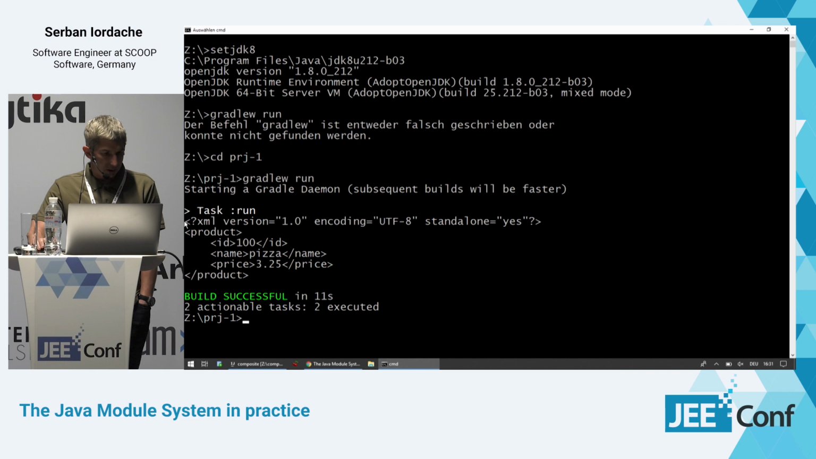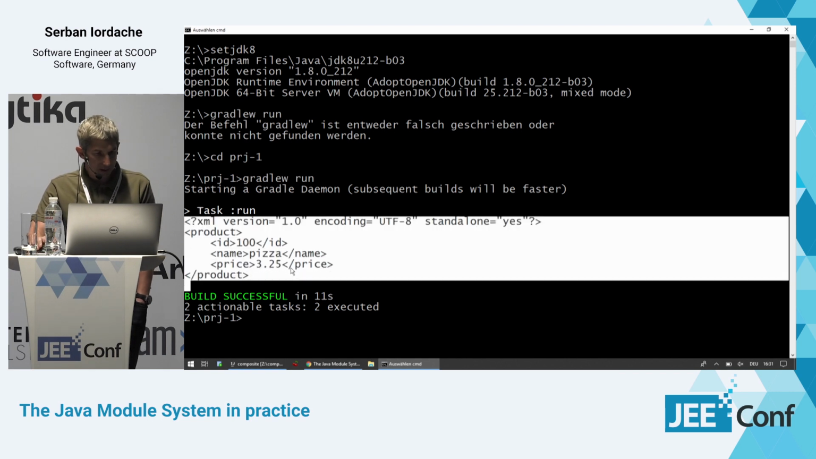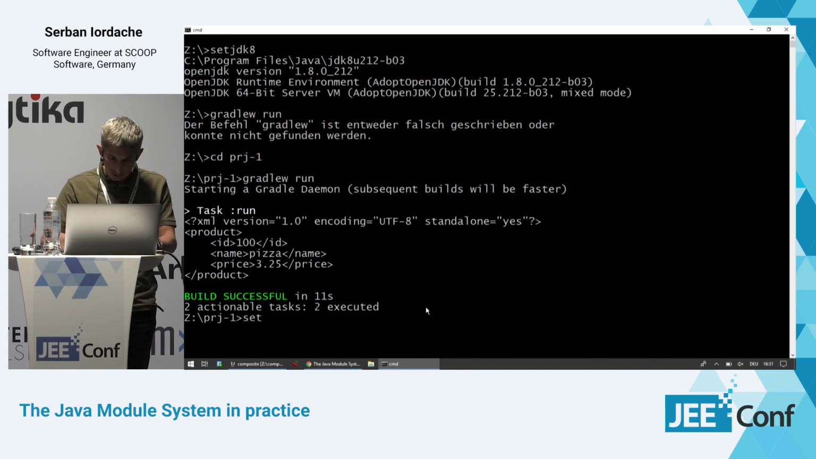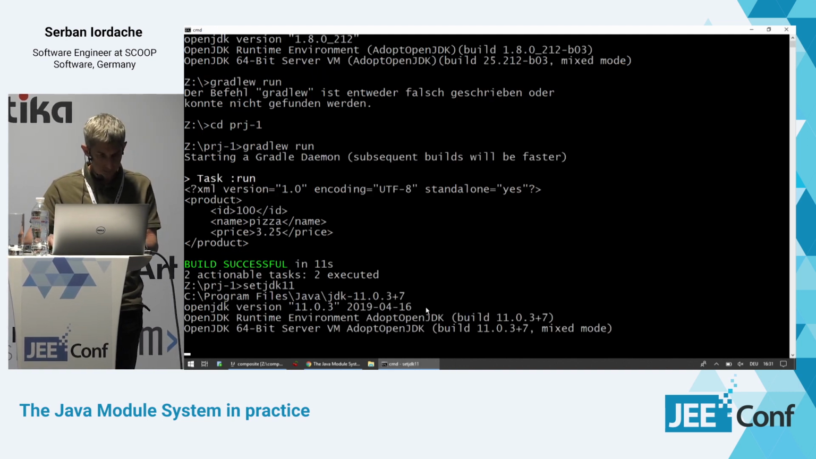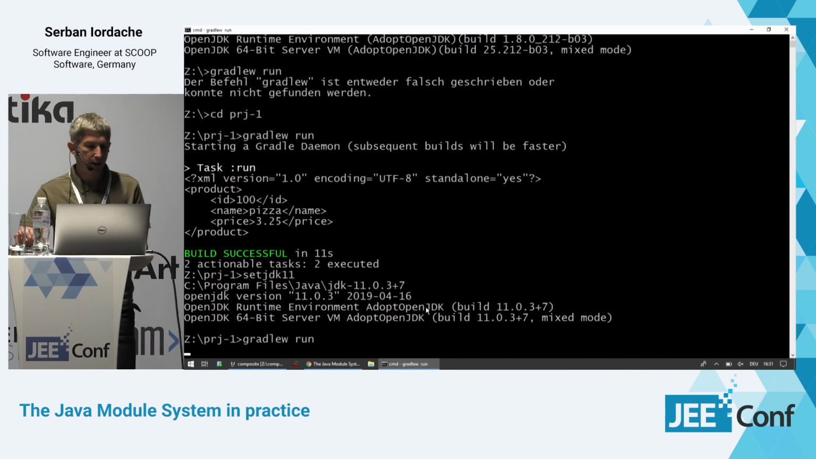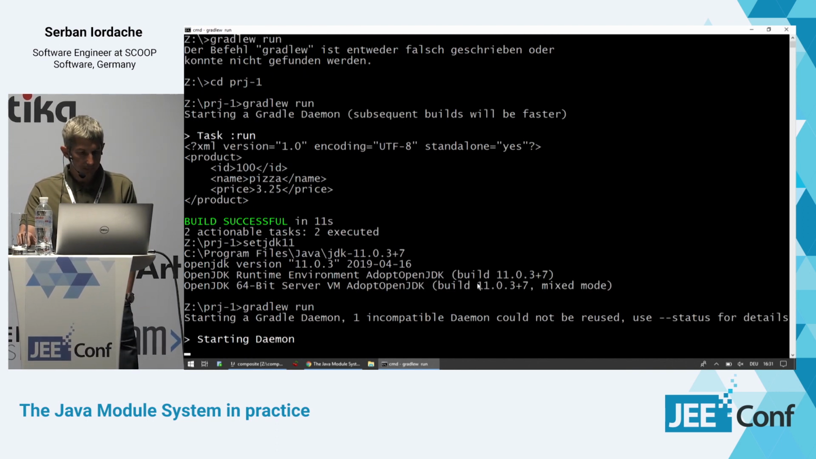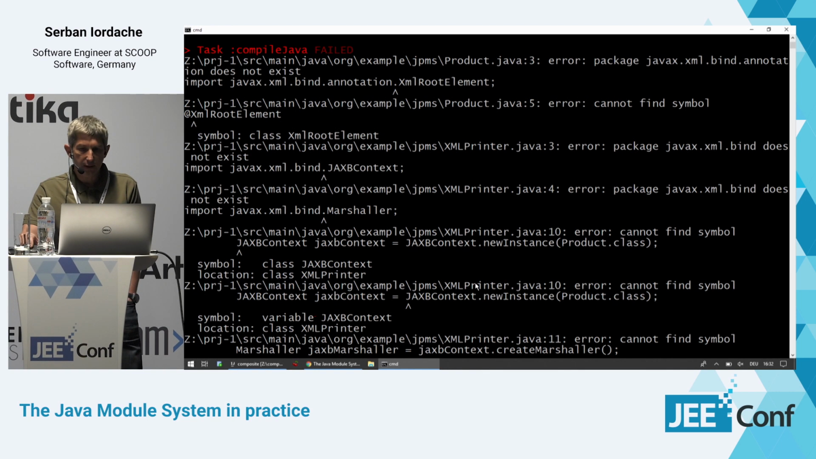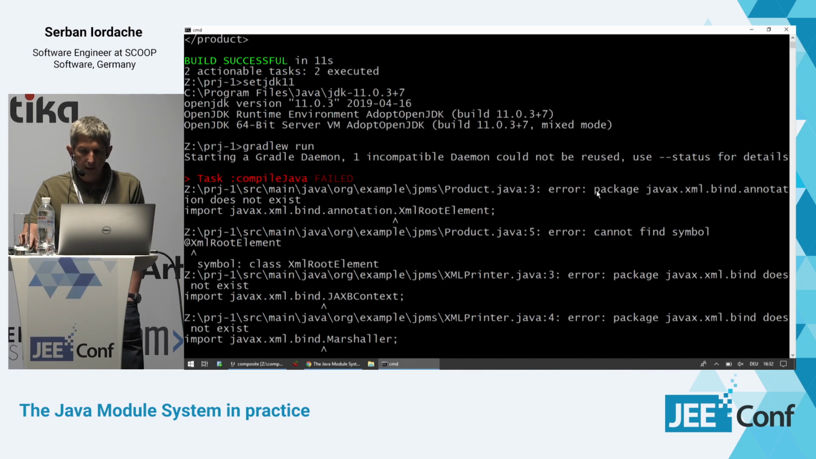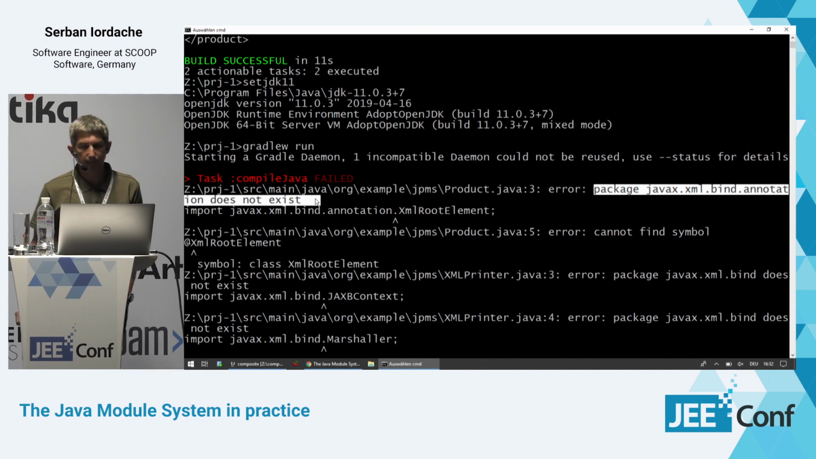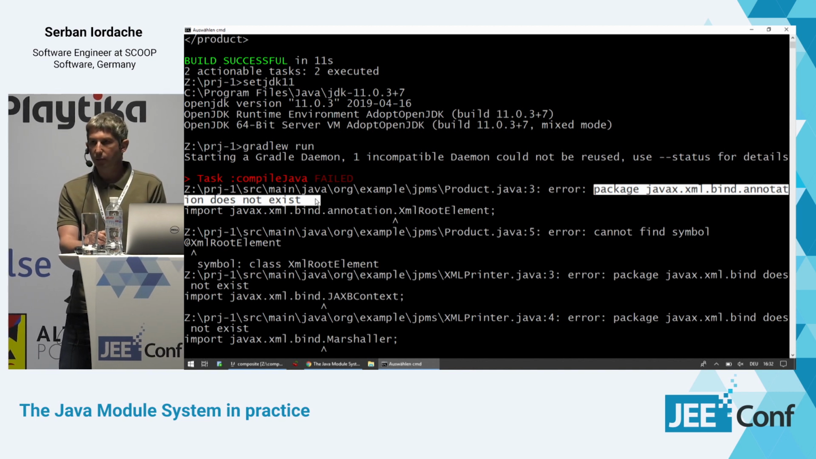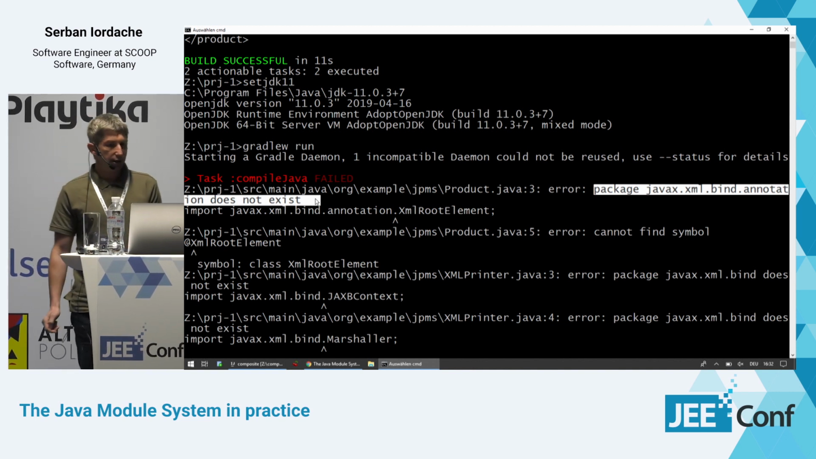And as you see, it printed the XML representation of our object. Now let's do the same with Java 11. And now it failed, and it says package javax.xml.bind.annotation does not exist. Why? Because this package is part of the Java XML bind module, which has been removed in Java 11.